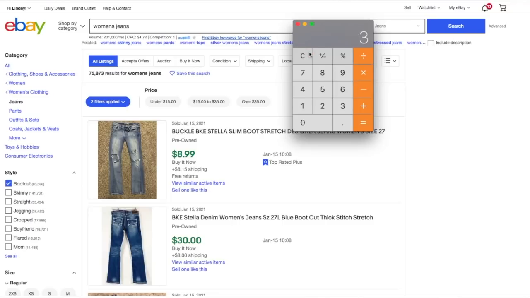75,873 divided by 3 months. That is 25,291 sales in the last 30 days. So now let's get our sell-through rate. We have 25,291 sales in 30 days divided by 226,956 active listings. Remember, we move our decimal, that's an 11% sell-through rate. So the sell-through rate of bootcut jeans is actually better than boyfriend jeans.